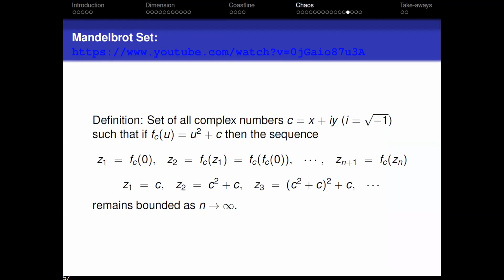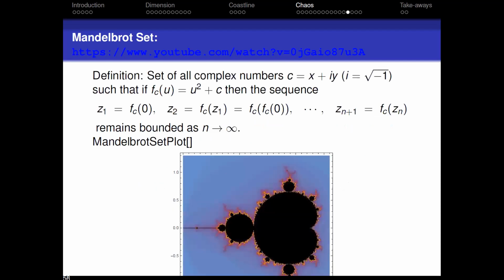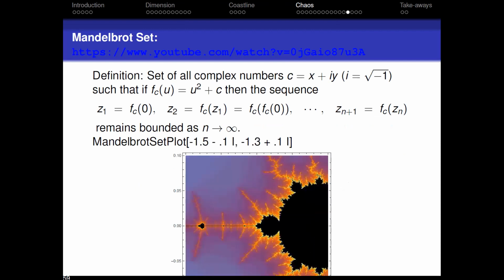And I'm going to color all the C's such that when I do this, it stays bounded, that the size of my number doesn't go off to infinity. If it goes off to infinity, I'm going to color it, and the color is going to depend on how quickly it goes off to infinity. So this is the famous Mandelbrot set. If you've ever seen the Mandelbrot set before, this is one way to define it. You can start to zoom in and see some wonderful, strange pictures.